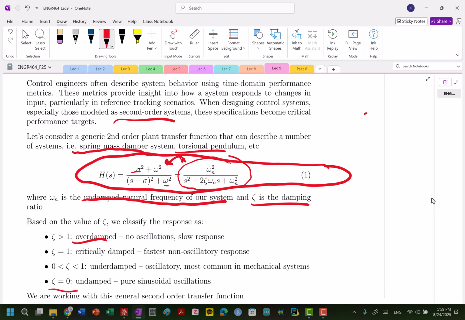If it's 0, undamped, pure sinusoidal. If we're in between 0 and 1, typically around 0.5, 0.4, we're underdamped. And if our damping ratio is equal to 1, we are critically damped, and that's essentially our fastest response.